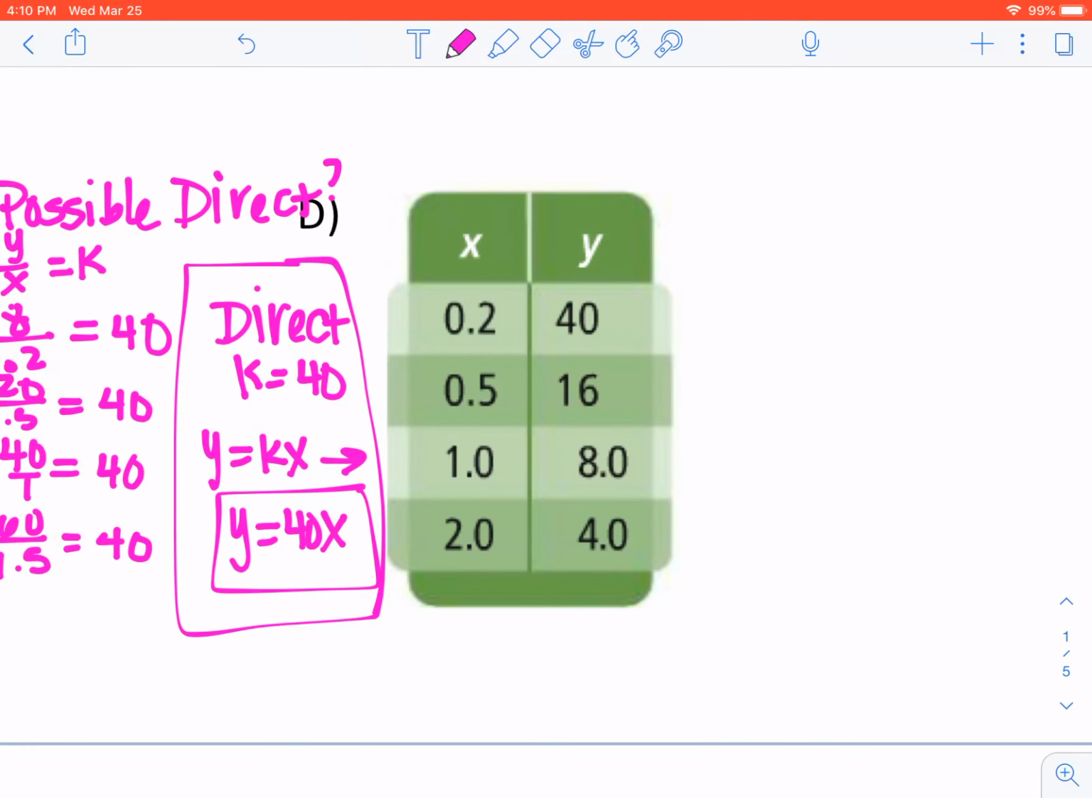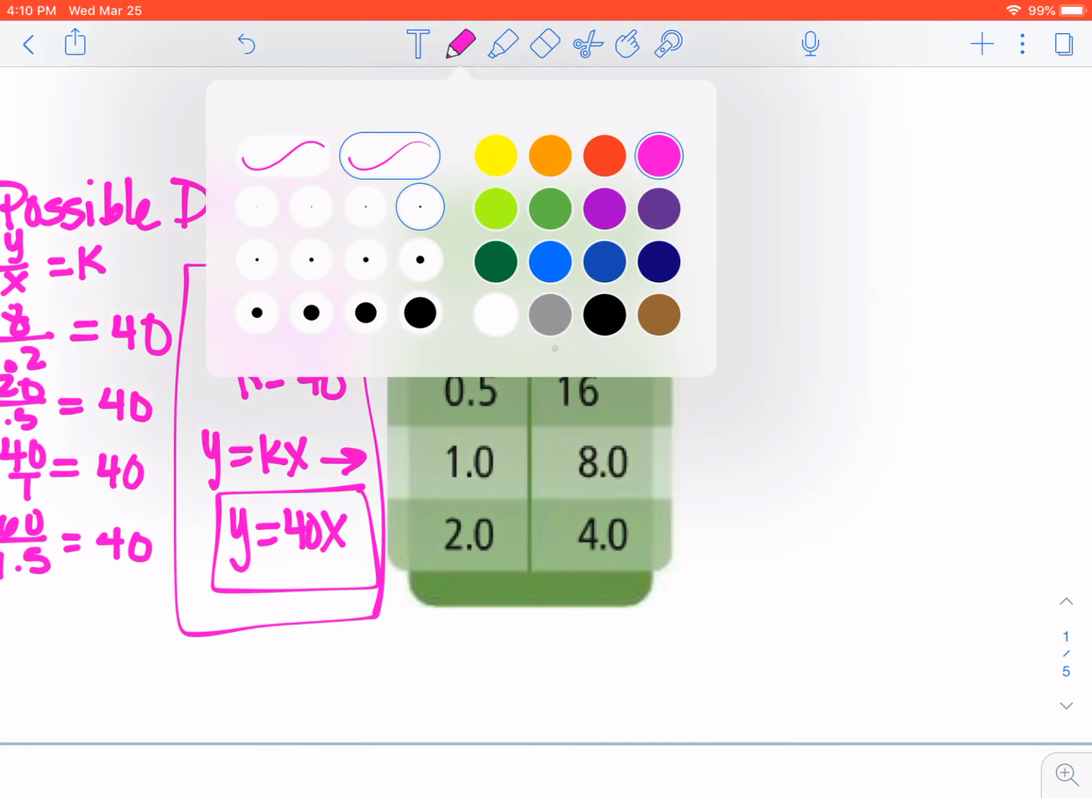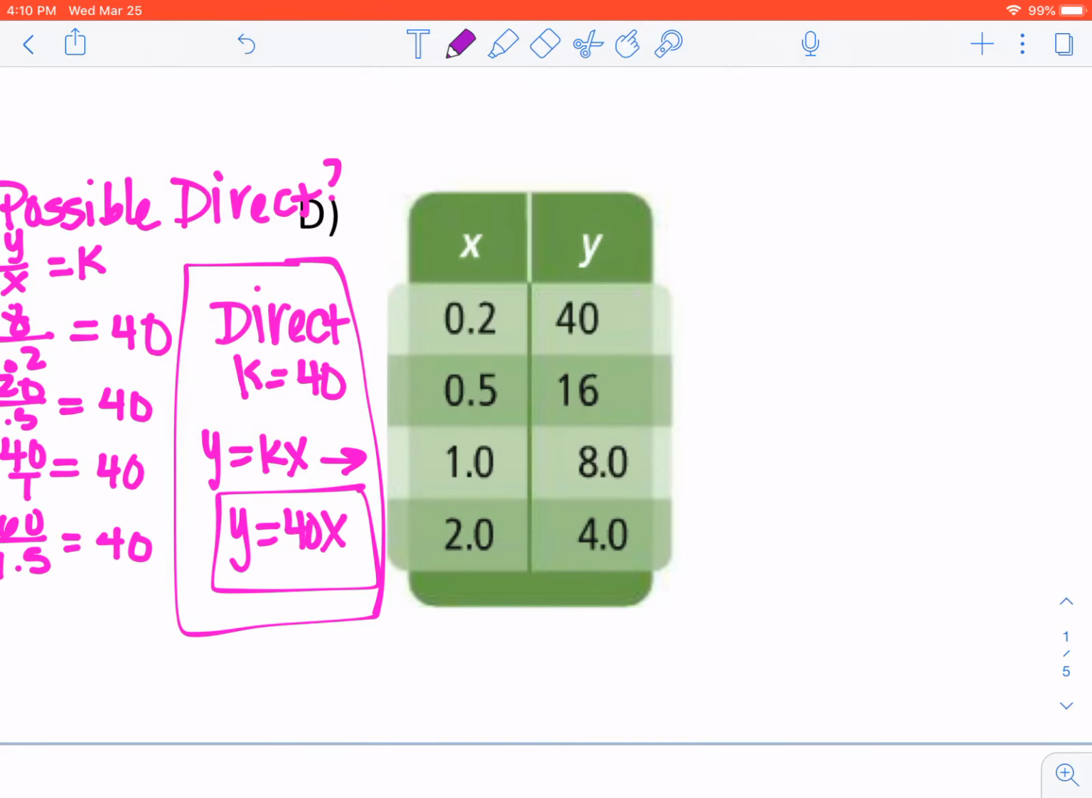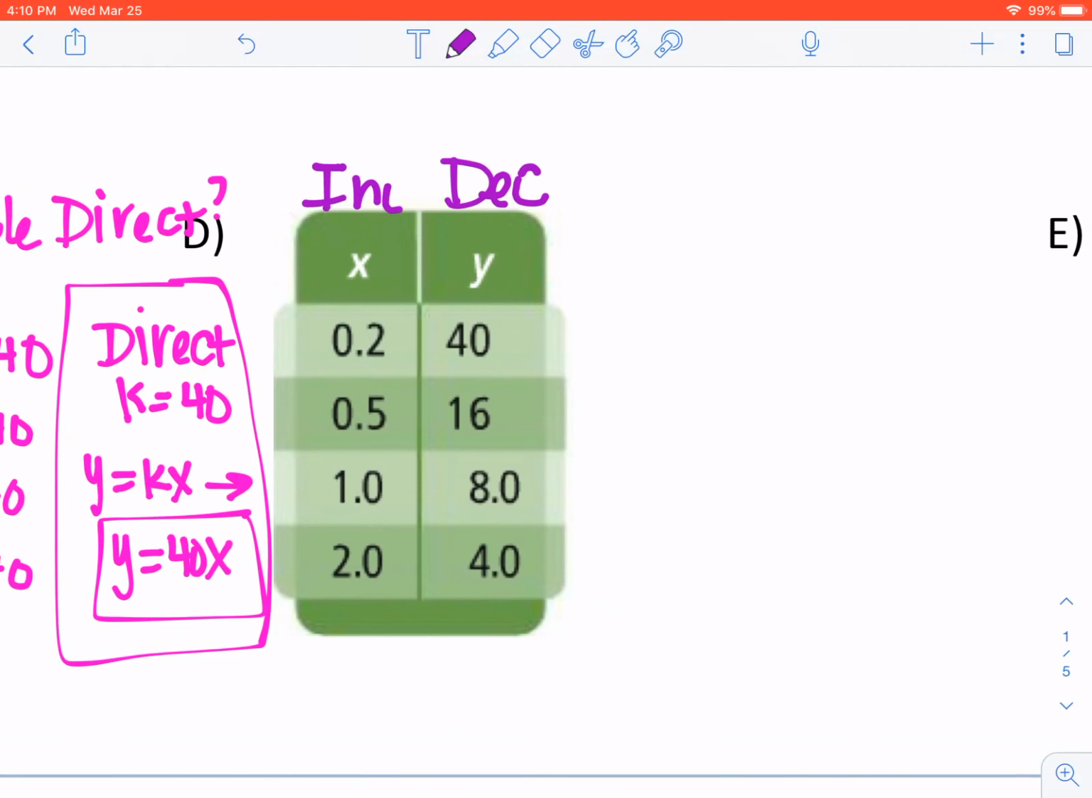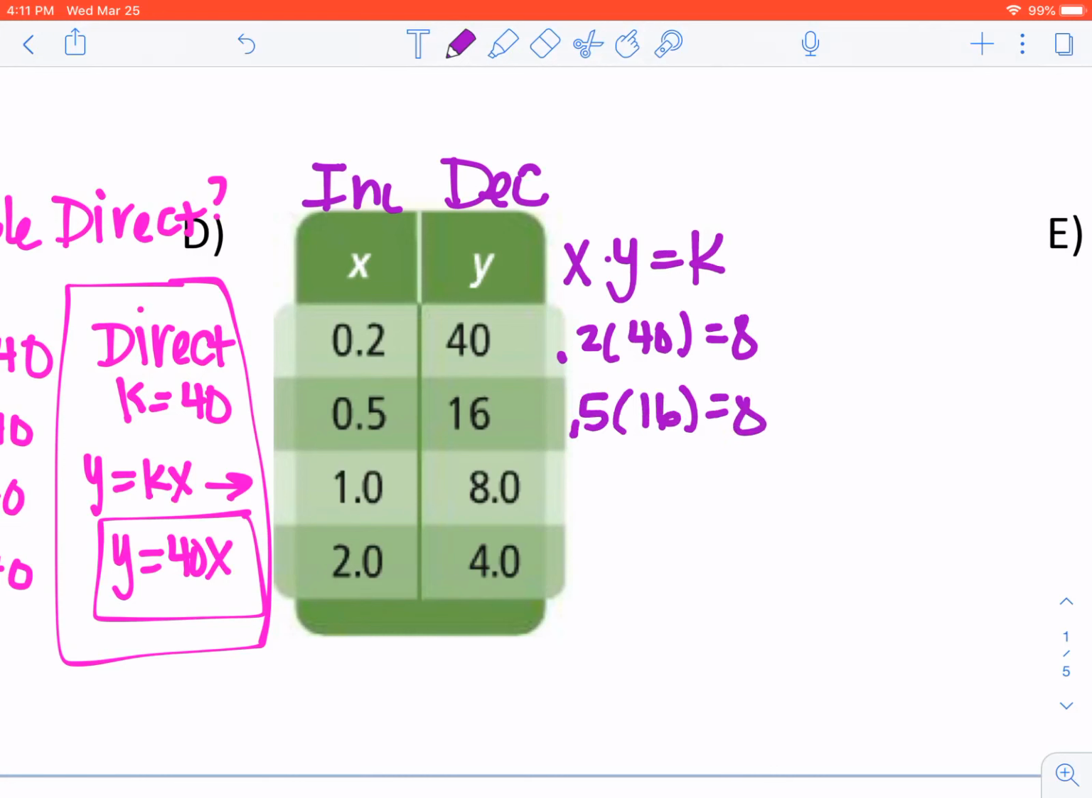So if you paused it, I'm just going to go through this one fairly quickly. And so I see that 0.2, 0.5, 1, and 2, okay, we're increasing for x. And then 40, 16, 8, and 4, I see I'm decreasing for y. So I have the possibility of inverse variation. And in inverse variation, I see that x times y must be equal to k for every single one. And so 0.2 times 40, I get 8. 0.5 times 16, I get 8.